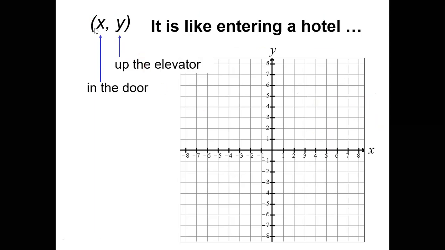X, Y, this is a coordinate, right? X, Y, we are writing like this. This is the same as entering a hotel. First, we want to move in the door, that means across. After that, up the elevator.